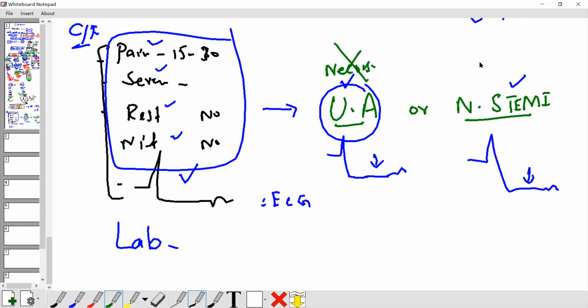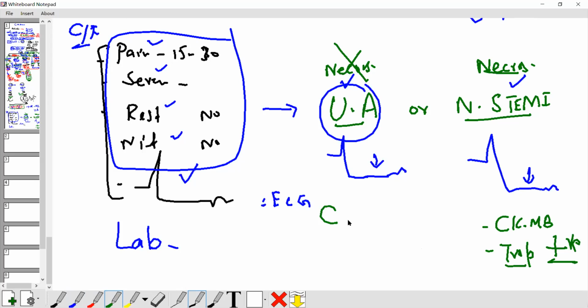No. Here necrosis starts. Understand? Here is an infarction. So the enzymes CK-MB and troponin will be raised. How about here, CK-MB and troponin? These will be negative. Understand how you differentiate unstable angina from STEMI?